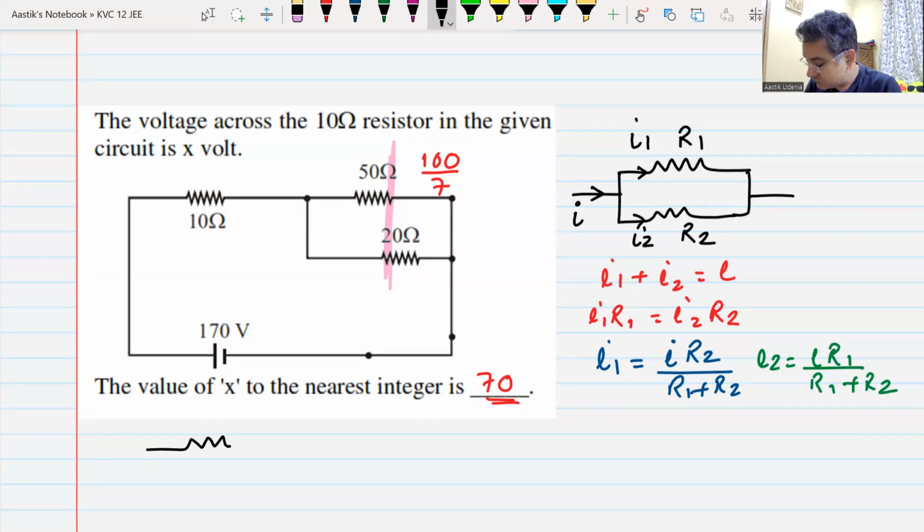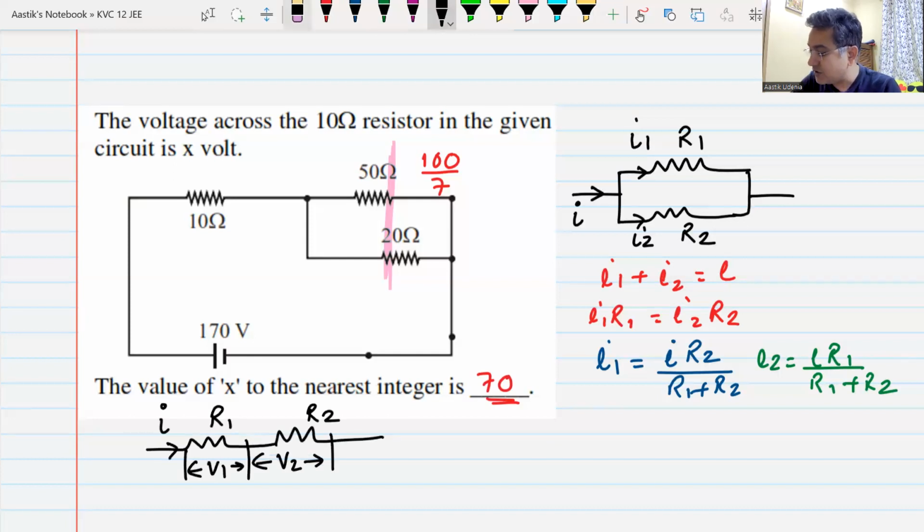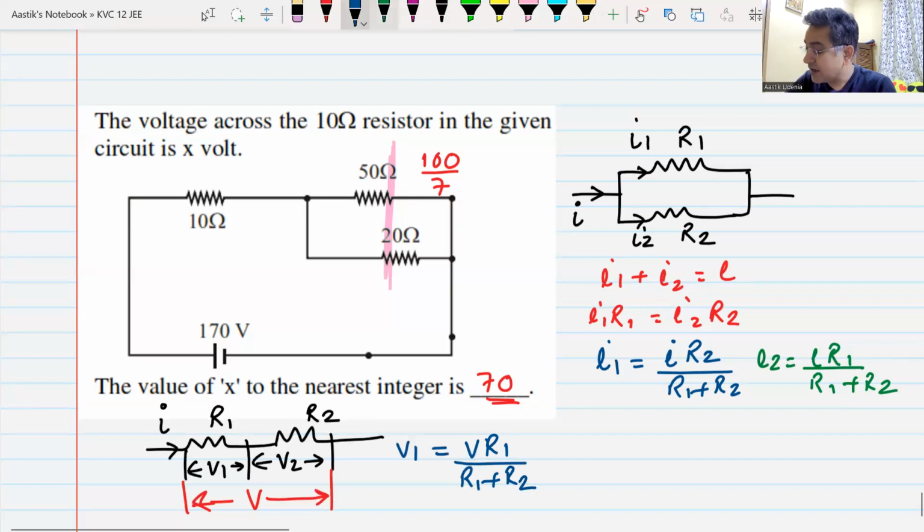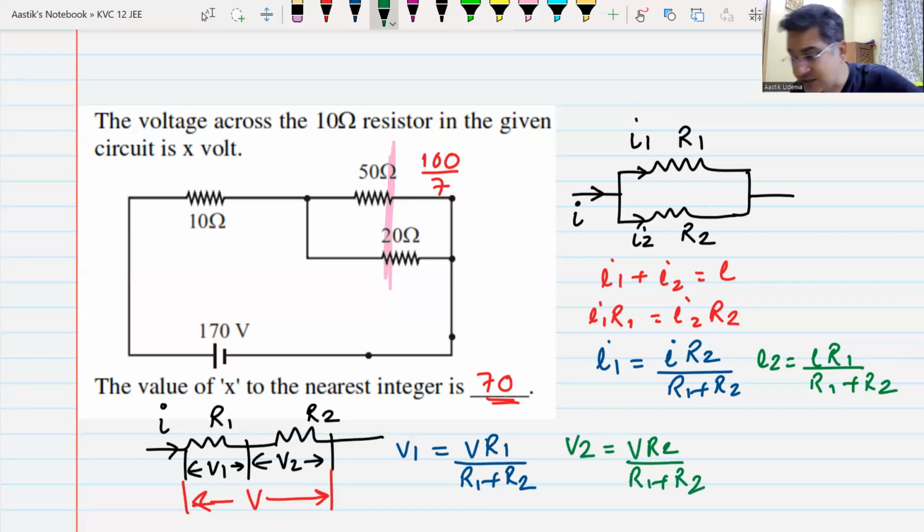Now, if I apply the same logic on series combination, the current is the same and the potential drops are different. If I call this potential drop V1, and this potential drop V2, and the total potential drop V, then the potential drop across resistor R1 will be V into R1 upon R1 plus R2. And the potential drop across resistor R2 will be V into R2 divided by R1 plus R2. That means voltage divides in direct ratio for resistors. It is exactly inverse of the capacitance. In capacitors, voltage divides in inverse ratio, and charge divides in direct ratio. In resistors, everything becomes reverse.